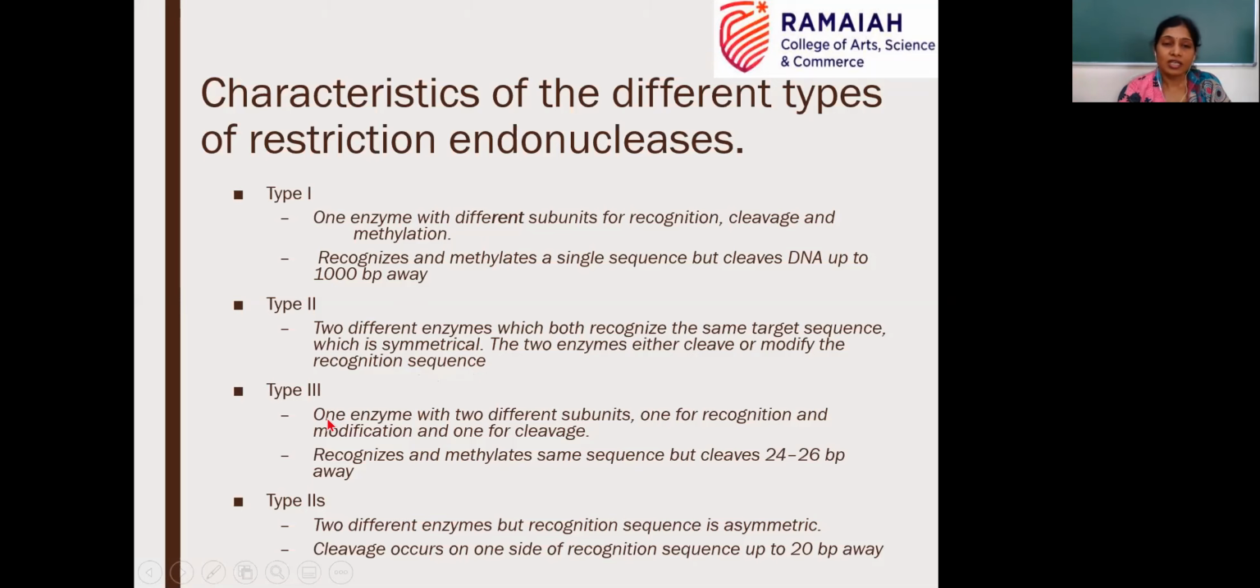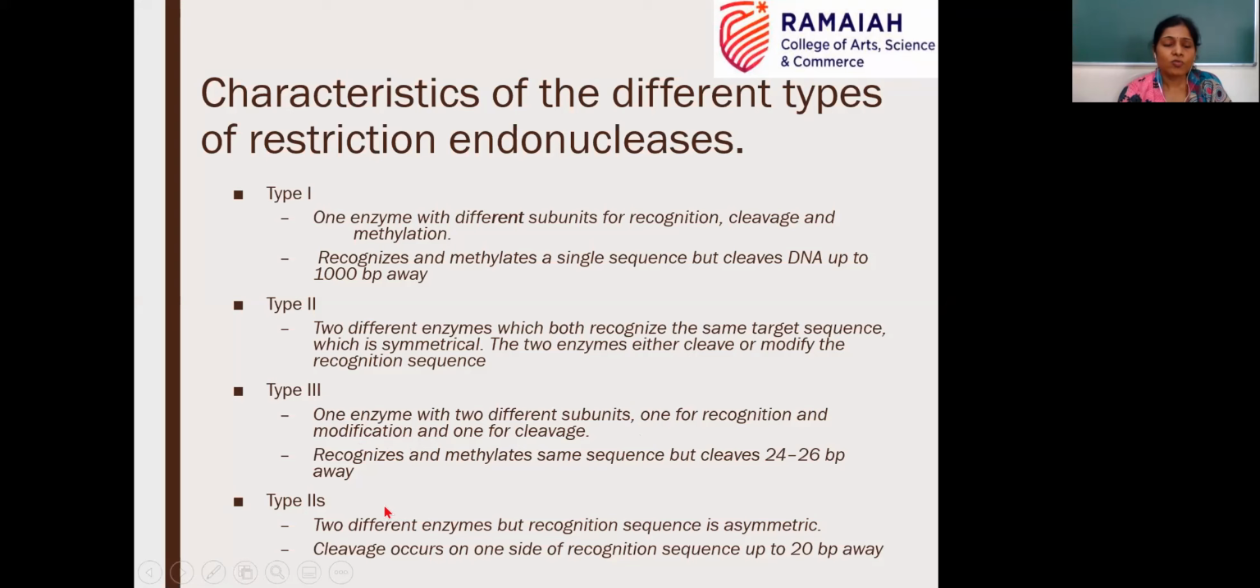Coming to the type 3, this occurs as again one enzyme with two different subunits, one for recognition and modification, whereas the other subunit is for cleavage. And it recognizes and methylates the same sequence. But here again the problem is that the cleavage is away from the recognition sequence. The cleavage does not take place within the recognition sequence, but here the distance is about 24 to 26 base pairs away from the recognition sequence.